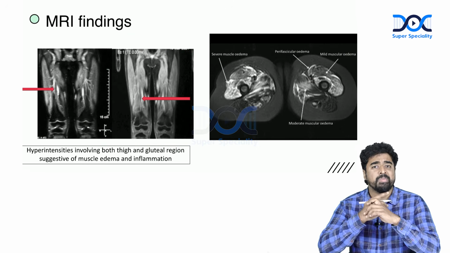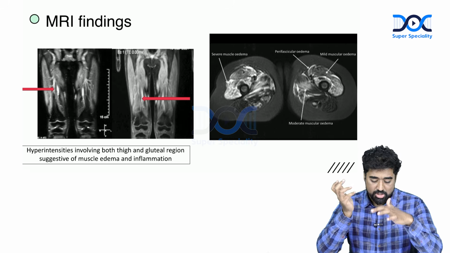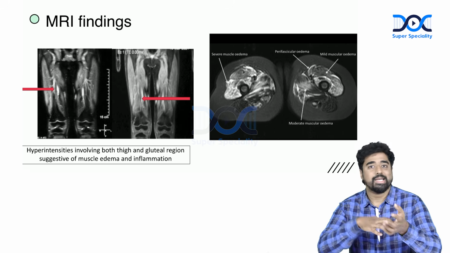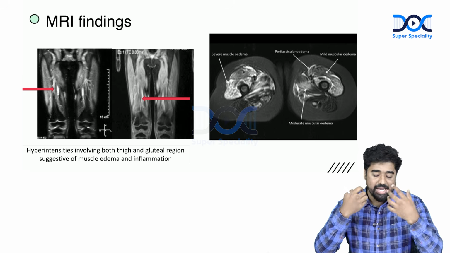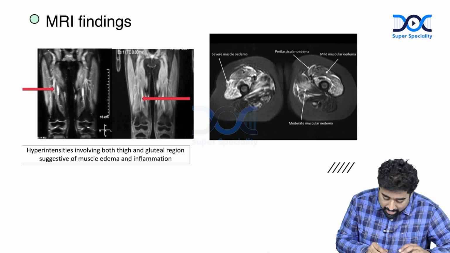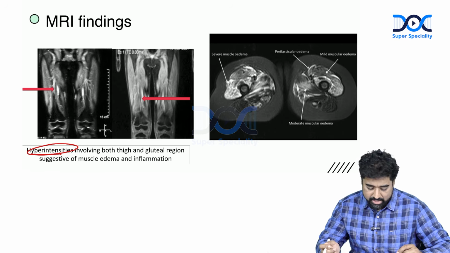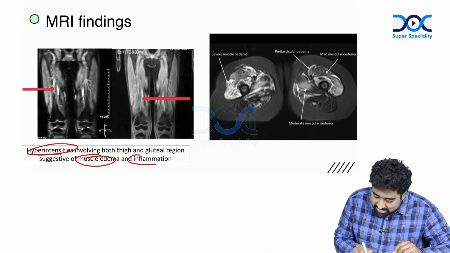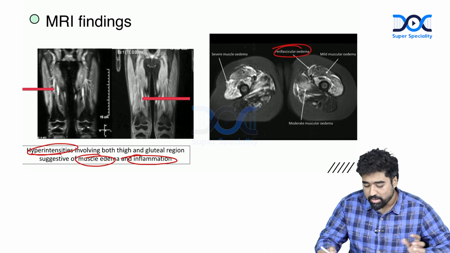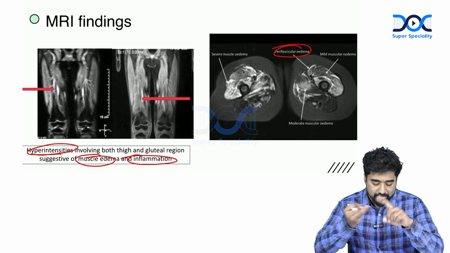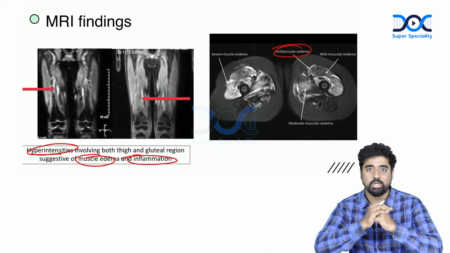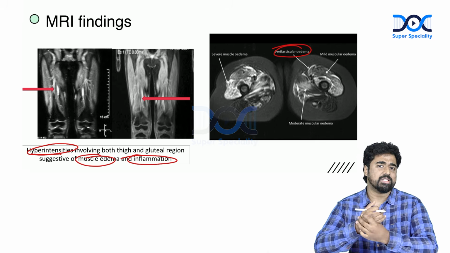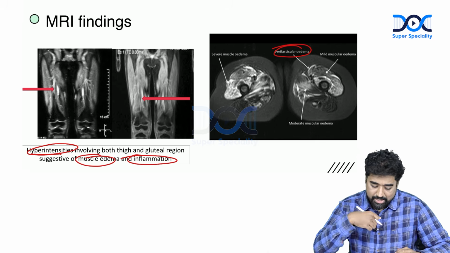MRI findings, as I told you, in biopsy it is perifascicular that you should remember. In MRI it is more of inflammation, edema. These are the two words. Hyperintensities on T2 weighted images will be there. Muscle edema, muscle inflammation, perifascicular edema, all of these: inflammation, edema, intensity. These are the words that you should remember in various perifascicular and muscle areas.